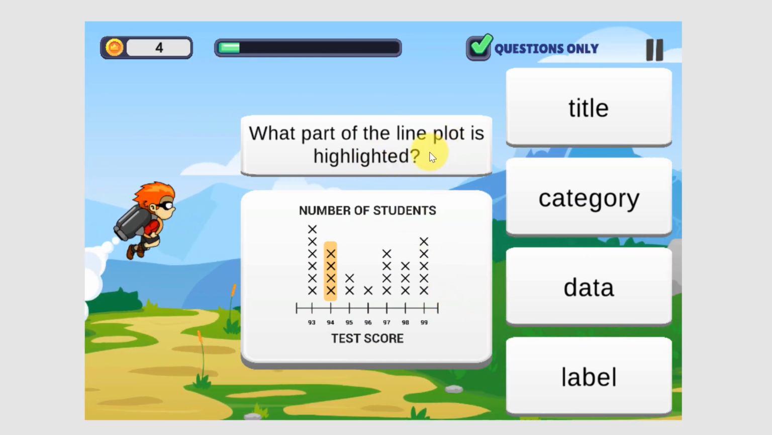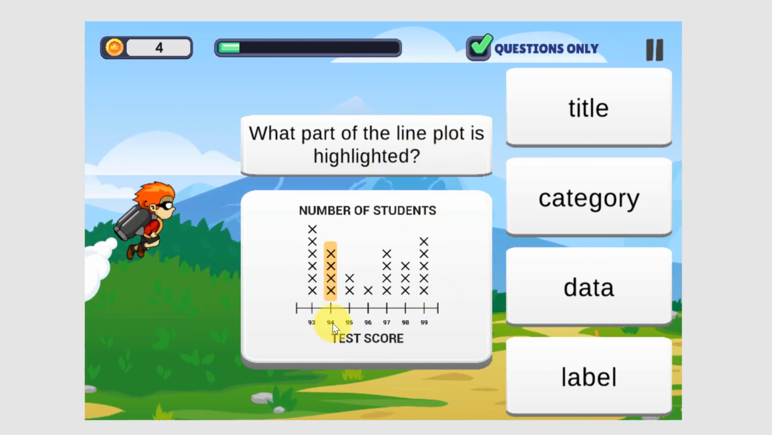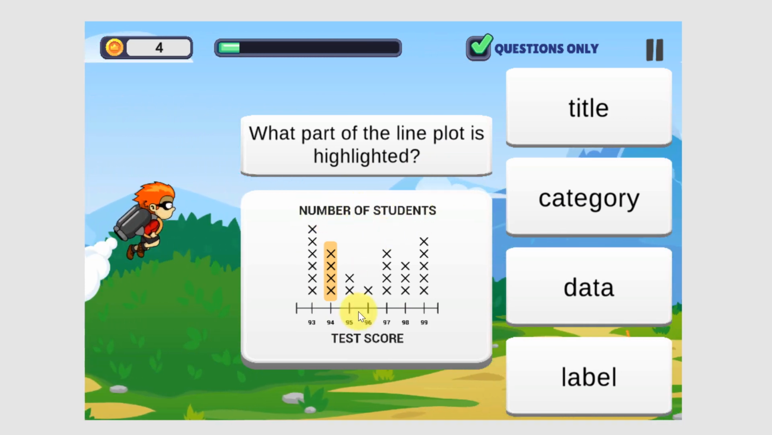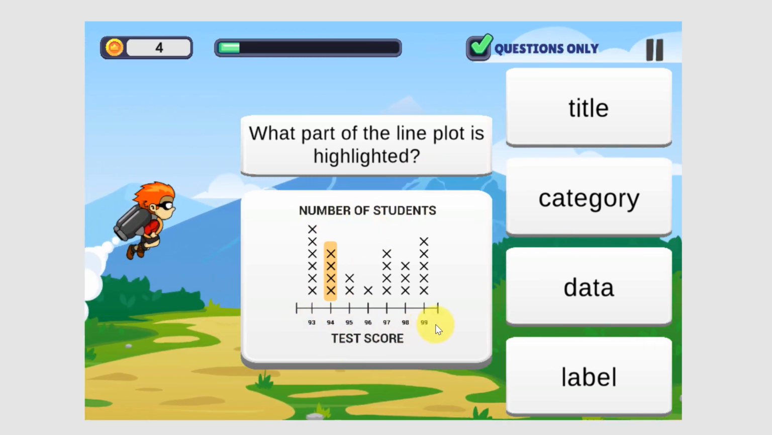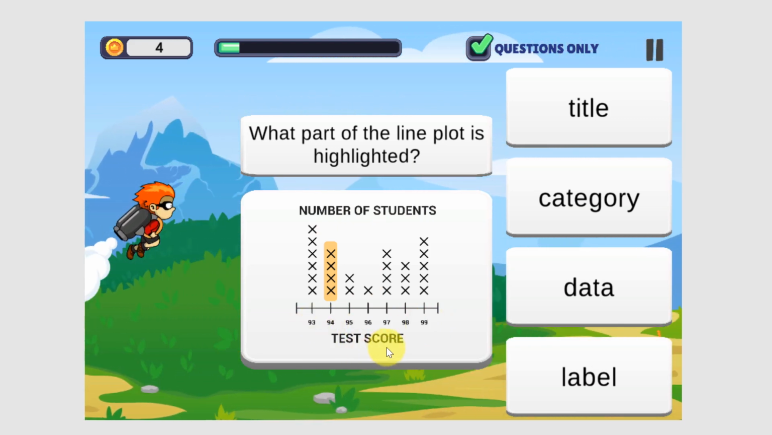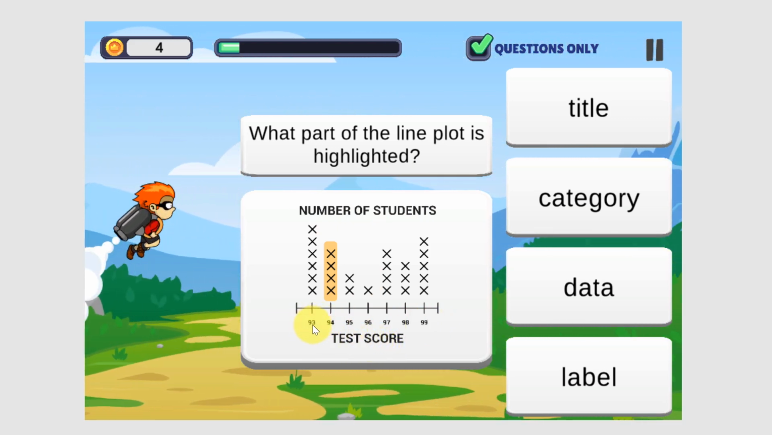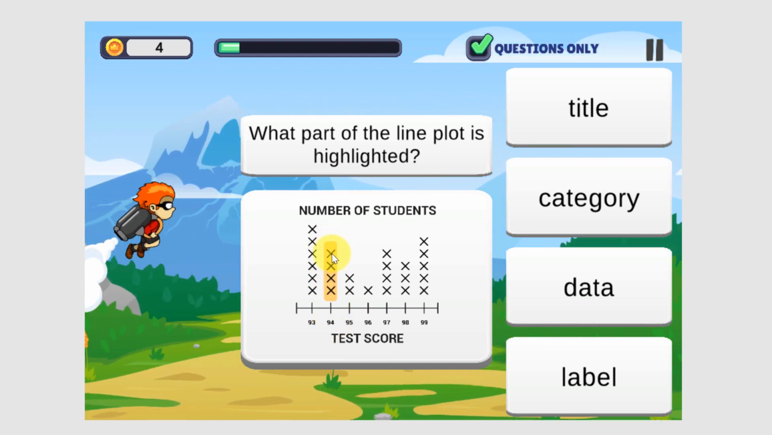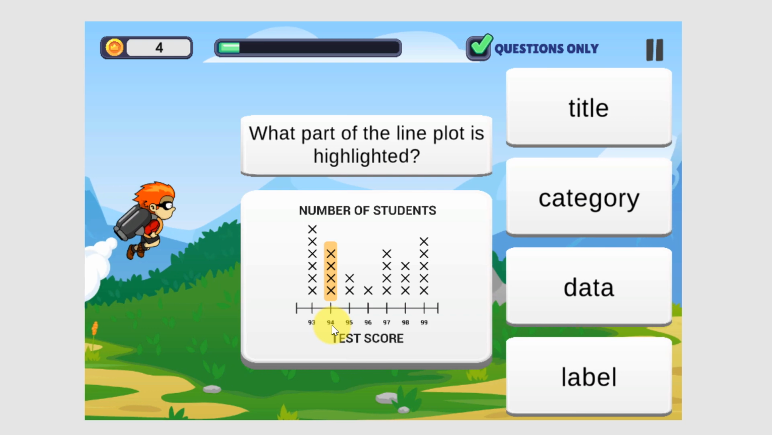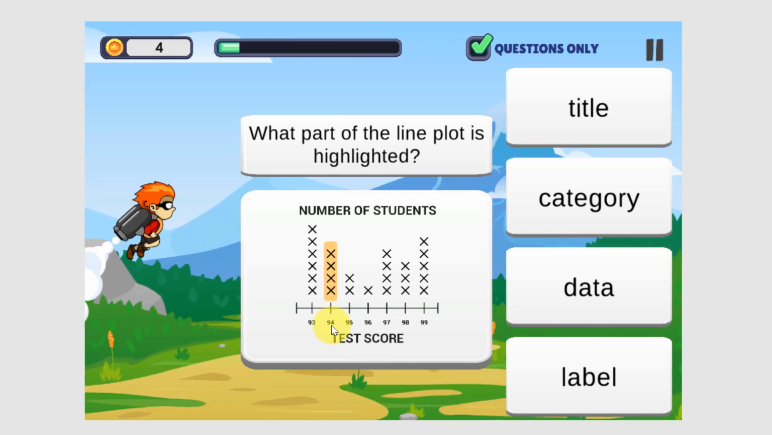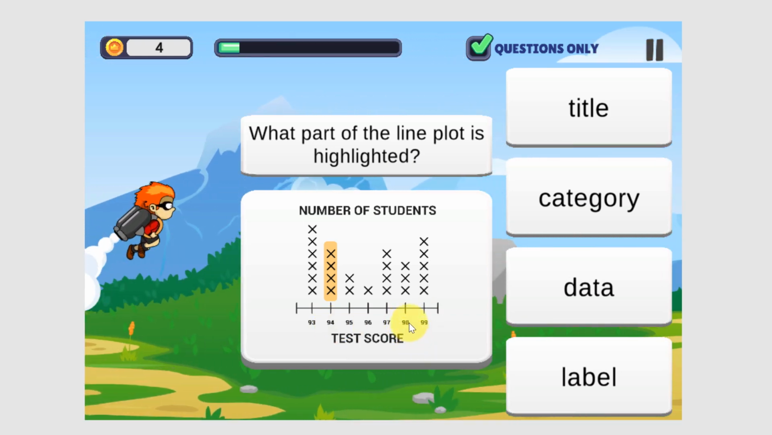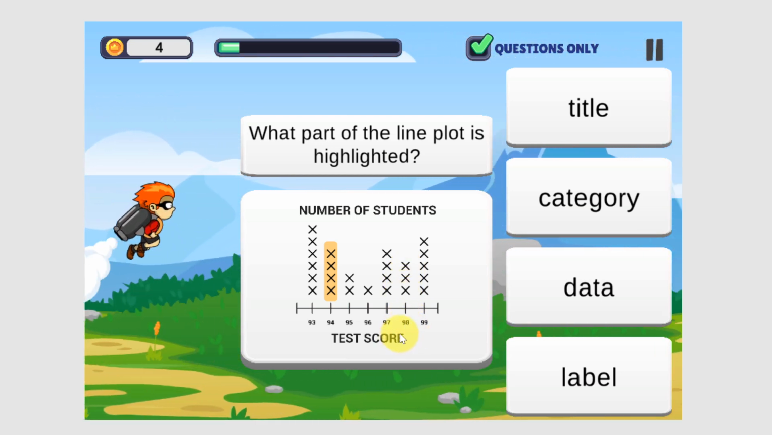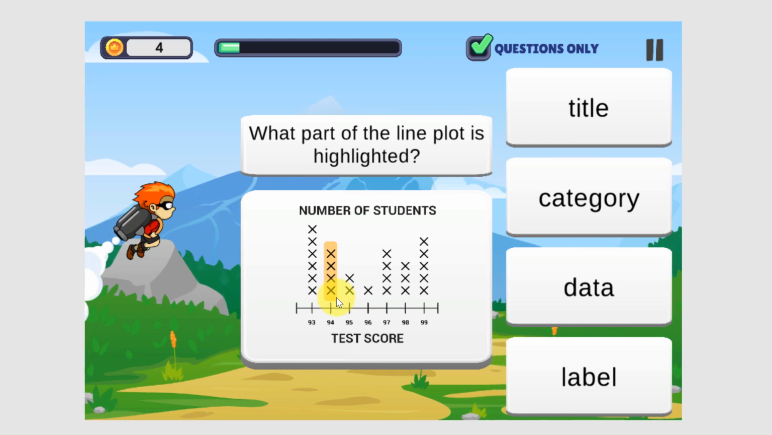What part of the line plot is highlighted? Well, here we have a line plot called number of students, and our numbers here in our category are test scores. So basically what this 94 means here is that 4 people have gotten a test score of 94. If we look at some of the other columns, we can see 3 people got a test score of 98. But we're interested in this highlighted part.